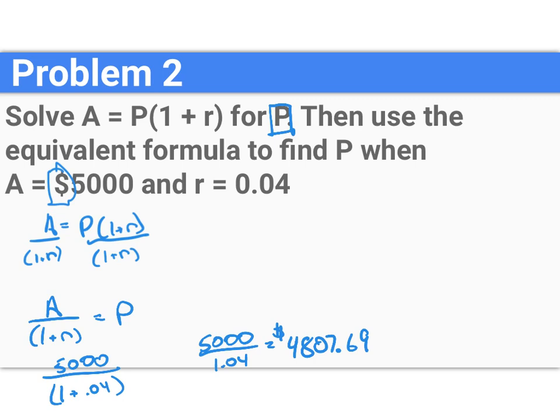So that was actually formulas. And I probably should add another video in here on literal equations just to show you solving for letters, which I didn't do. I've got to think about that one.